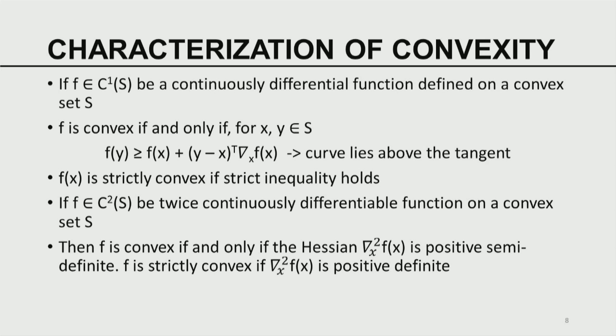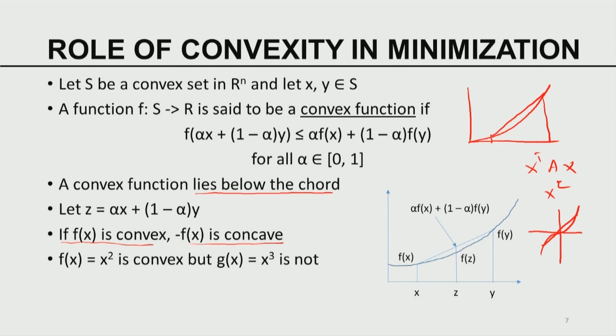So there are very many different ways of characterizing convexity. Let me quickly run through them. In the previous definition of convexity, I simply assumed that there is a function. I did not assume any differentiability or anything. F is a function. I defined it to be convex.